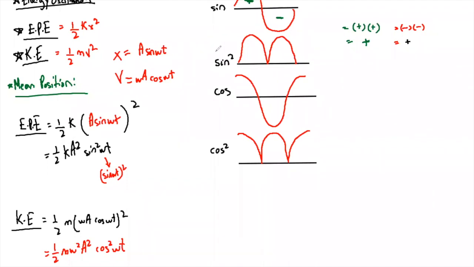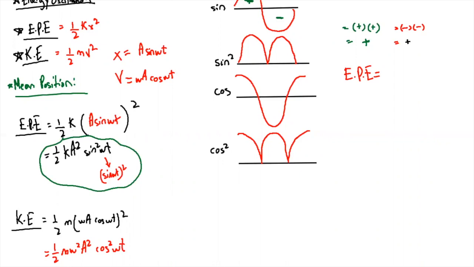Okay, so we had our formulas. Let me look at them. So EPE was 1 over 2k a squared sine omega t squared. But now what I'm going to do is I'm going to replace that k. But how do I do that? Well, let's check it out. Now, look at this thing. I'm going to replace the k. How do I do that?